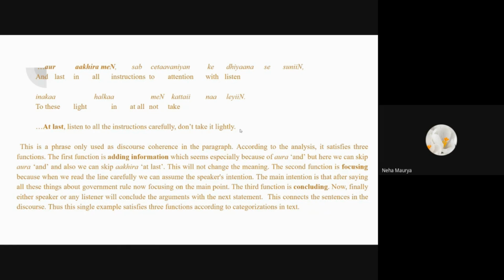Now the second function is focusing, because whatever was said before, now they are going to focus on the following statement. The third function is concluding. Whatever the speaker said before, now he wants to conclude his statement with the help of "aur aakhir mein". So either the speaker or any listener will conclude the arguments with this next statement. In this way, this connects the sentences in the discourse. So this particular example satisfies three functions.